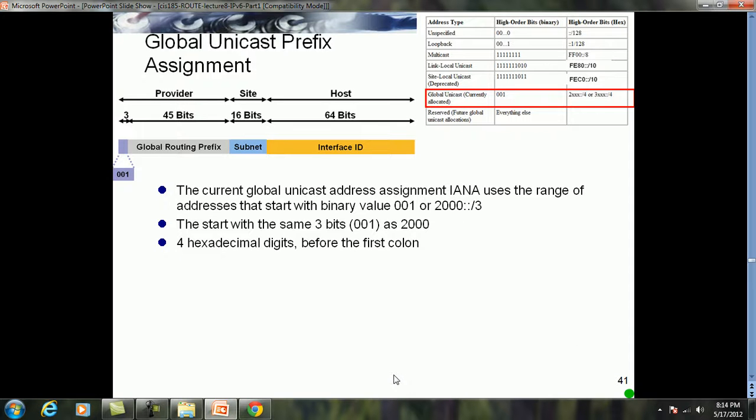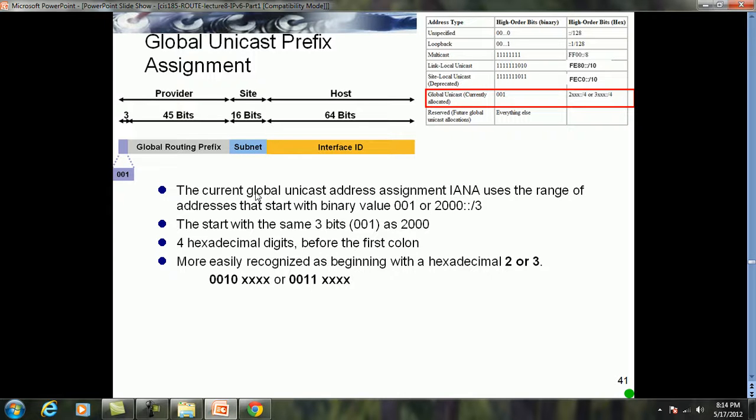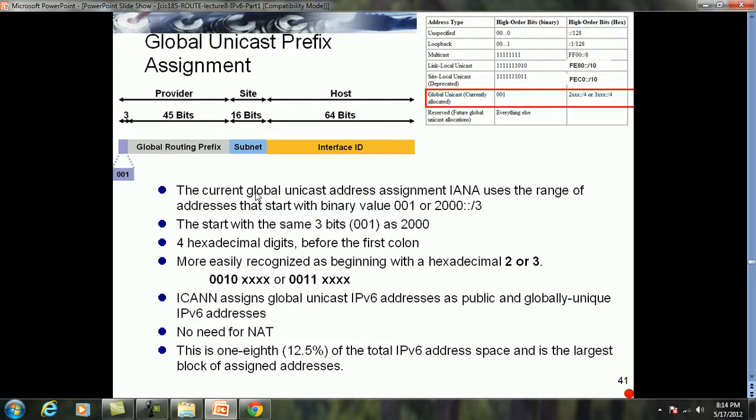So, global unicast prefix assignment. See how it depends on the provider. See, the first 3 bits are fixed, which says 001. Now what is 001 actually? It is 2. So your global unicast prefix always starts with 2. The current global unicast address assigned by IANA uses the range 2000::/3, because 2 is fixed. They always start with the same 3 bits, in the 4 hexadecimal digits before the first colon, correct? Then it is more easily recognized like this, correct? 0010, or 2 or 3.